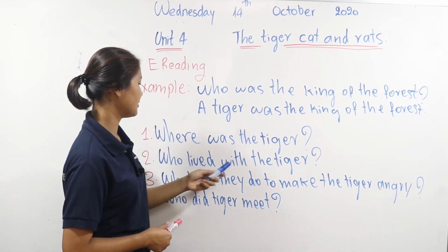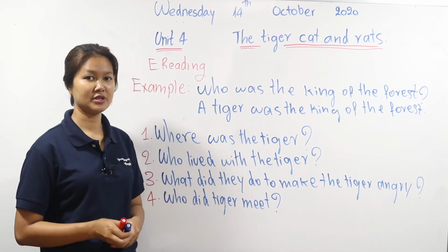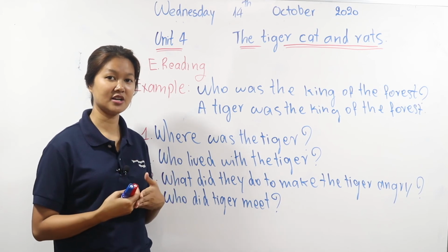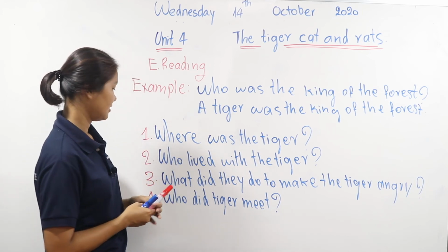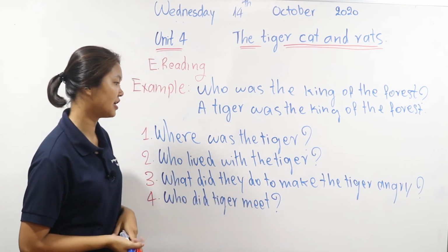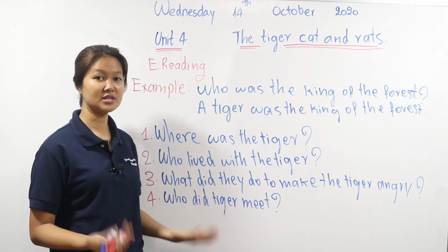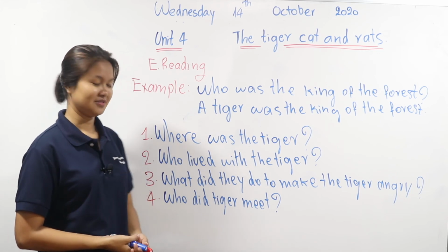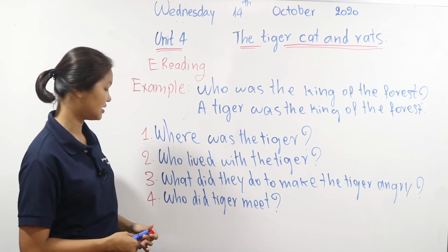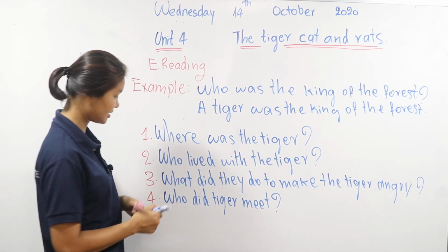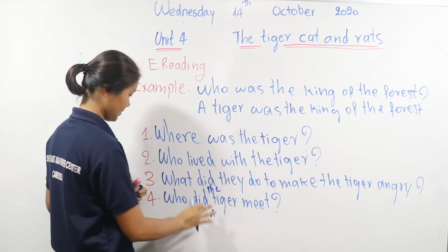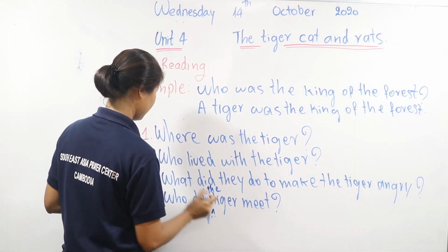Who lived with the tiger? The one that made the tiger angry. What did they do to make the tiger angry? So what did they do? Okay, who did the tiger meet? Who did the tiger meet?